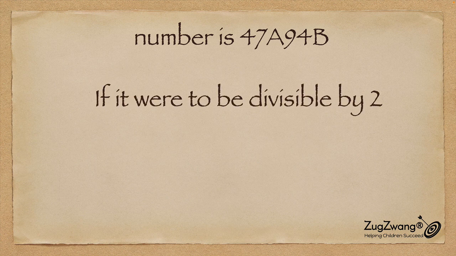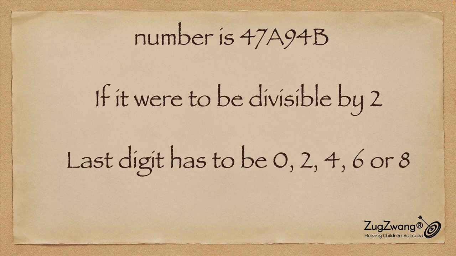So we have the number. It is to be divisible by 2 for sure, which means the last digit B has to be 0, 2, 4, 6, or 8. I still have 5 possible answers. I can't narrow it down.